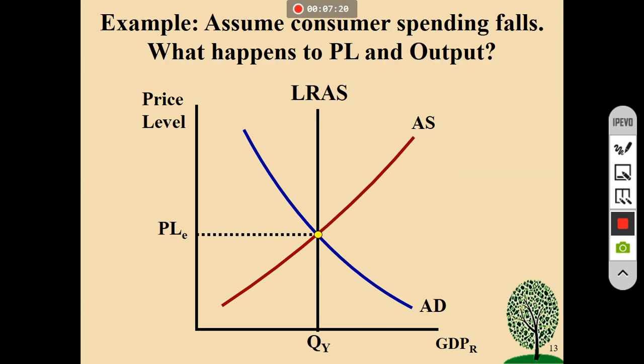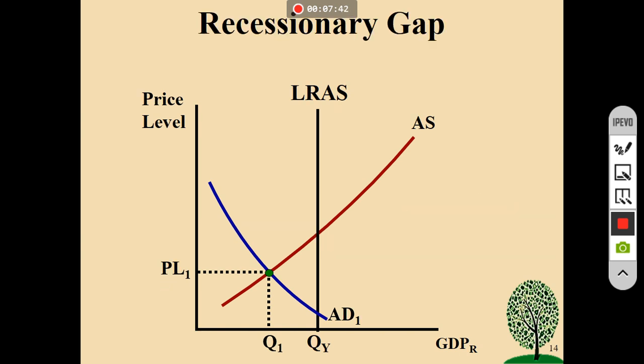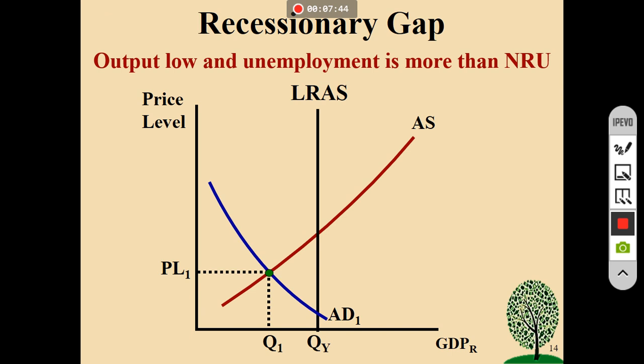Now assume consumer spending falls. What happens to price level and output? Consumer spending falls, that's going to decrease aggregate demand. Brings us out here. Price level went down, output went down. Price level and quantity decrease. This is what we call a recessionary gap. So output is low, unemployment is more than the natural rate of unemployment.